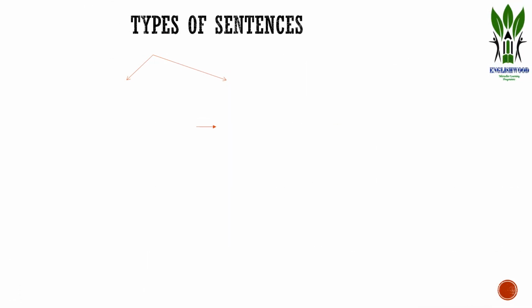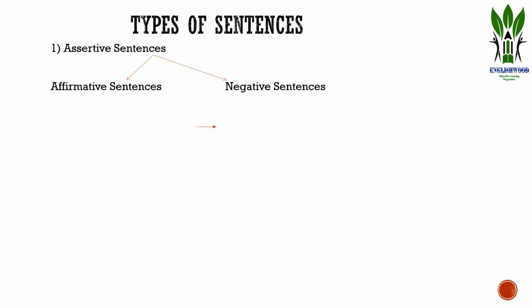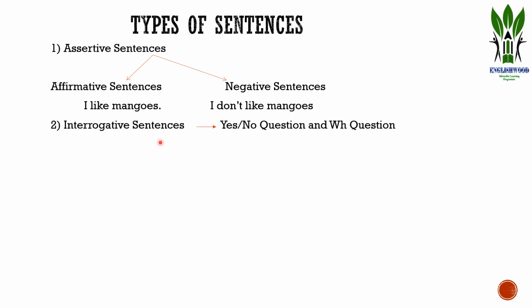So before we start the transformation, let's learn the types of sentences. Types of sentences are assertive sentences. Assertive sentences are of two types, affirmative and negative. For example, we can talk about the example like mango. I like mangoes. I don't like mangoes.